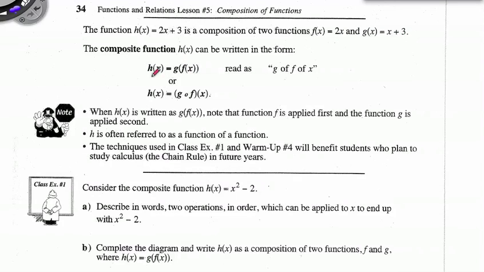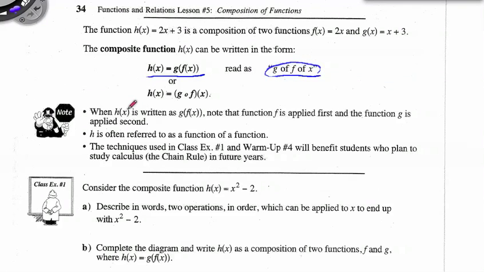Typically we write the composition function h of x as equivalent to g of f of x. So here's how we say it, g of f of x. I really won't be using this part down here. Typically this is how I'll be expressing it here.